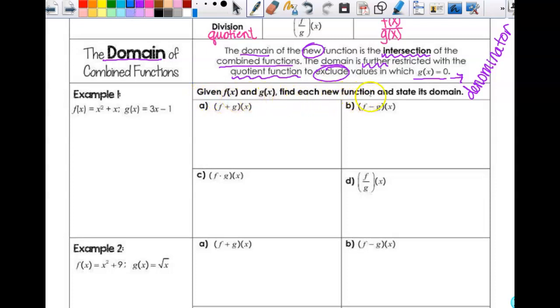So let's look at how this works for our domain, because it says, given f and g, find each new function and state its domain. In order to figure out its domain, it's the intersection of the two, so I have to know the domains of both of these. This is going to graph a quadratic, and its domain is all real numbers. This is a line, all real numbers. So the intersection of all real numbers and all real numbers is all real numbers.